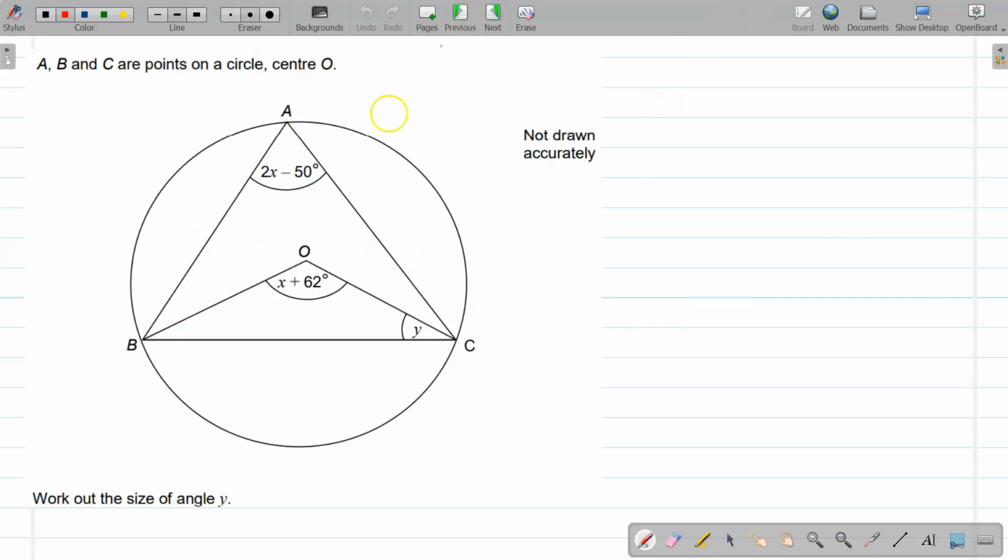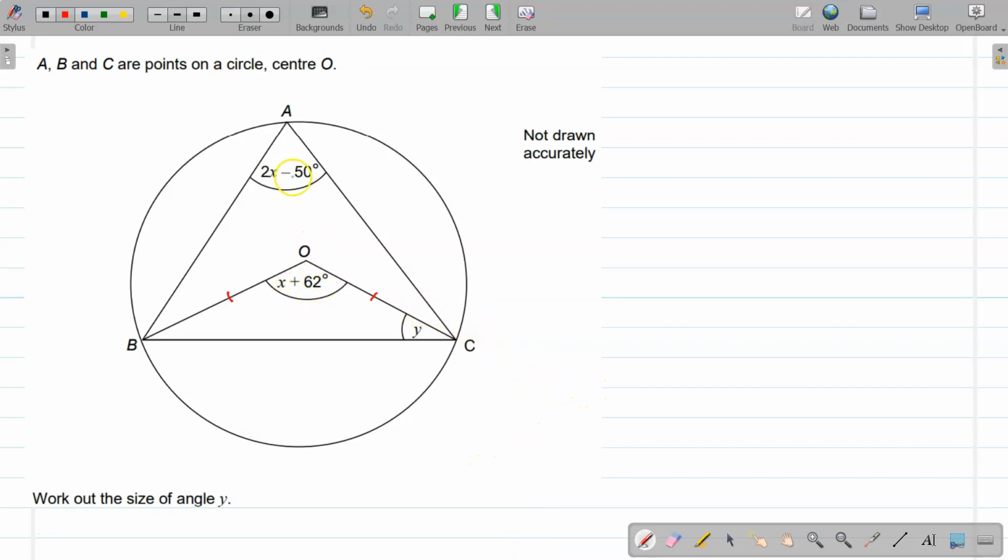First one, this is a circle theorem question and we've just got to work out the angle Y, which is down here. Just a few things to note. This is an isosceles triangle because these are both radii of the same circle. So we can easily work that out if we know what x is.